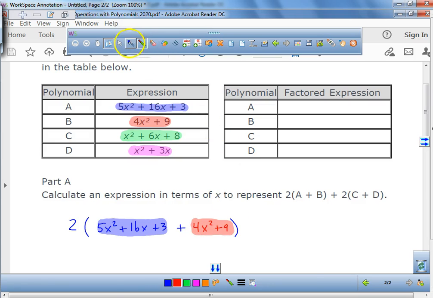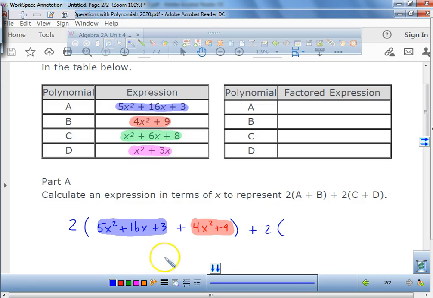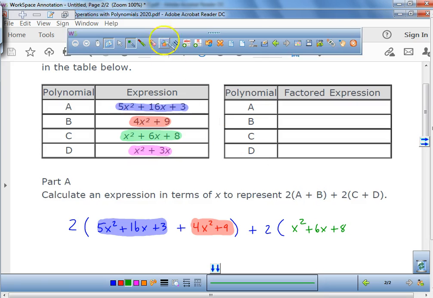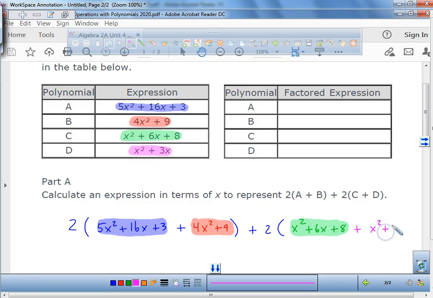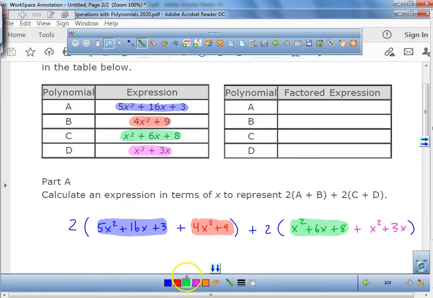All right. Here we go. Keep moving forward. Plus 2 times C, which is x squared plus 6x plus 8. That's our expression right here. Okay. And then what do we have to add to that? We have to add D, which is x squared plus 3x. And I'll close the parentheses. All right. Not too bad if you just look at it from that perspective.